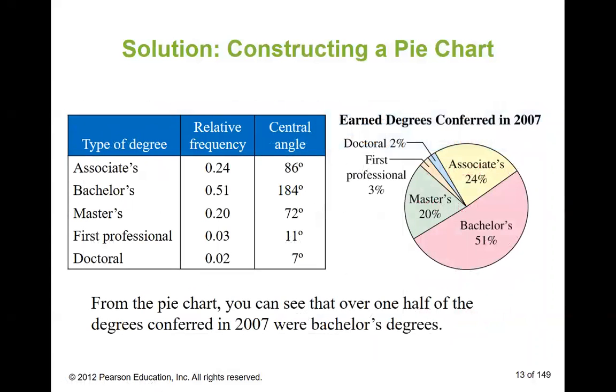Now, this is what that pie chart should look like when it is done correctly. Notice the biggest section in the circle better be what? Bachelors, because that was 51%, which is 184 degrees. Okay? And then these sections would match up percentage-wise. So when I look at this, I get a pretty good idea of how this should separate out.